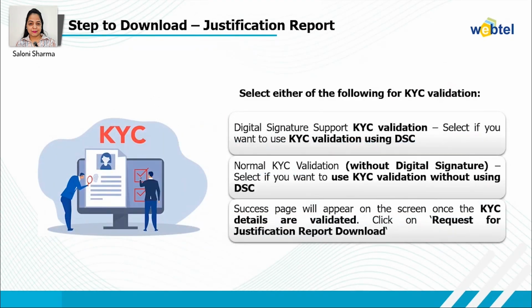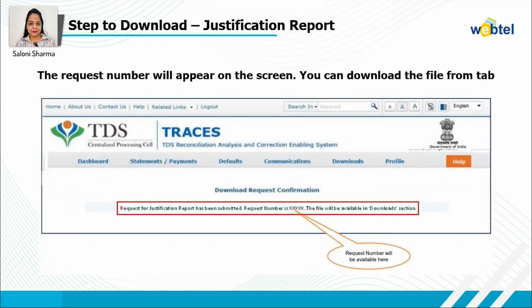Once you have selected, you also need to select whether you want to do digital signature support KYC validation, or normal KYC validation. So here you need to click on the request for justification report download button. And after that, a request for the justification report will be sent on the Traces portal, and the request number will be generated like this. So this is the process of how you can send the request for the justification report directly on the government portal.